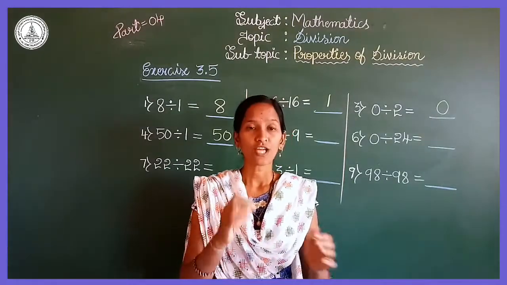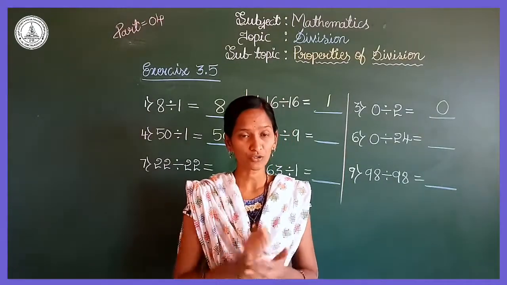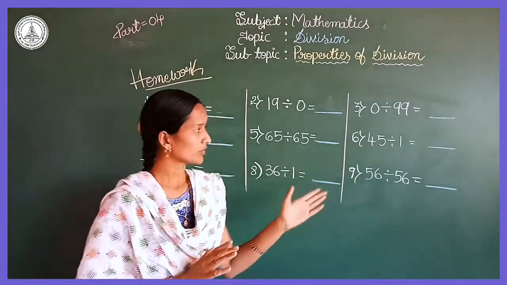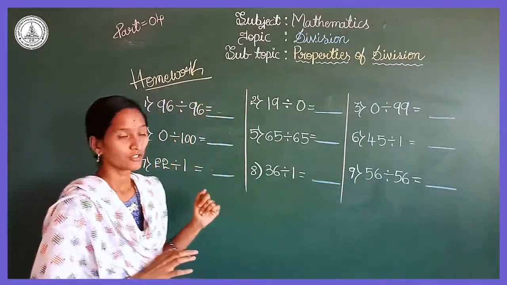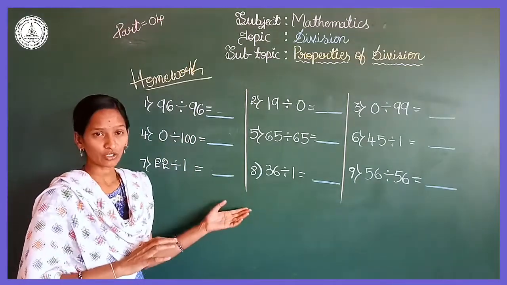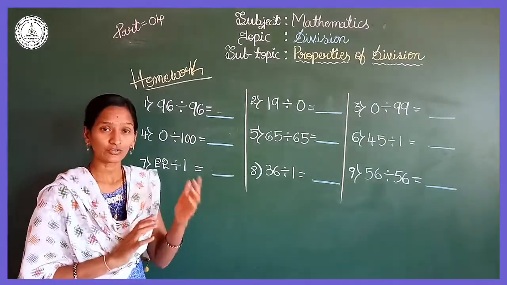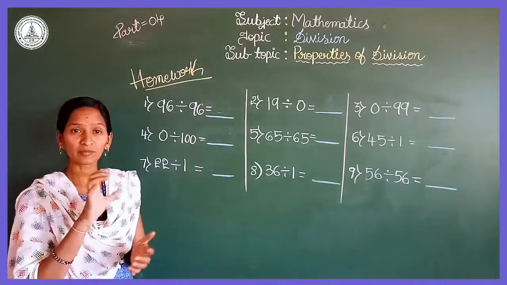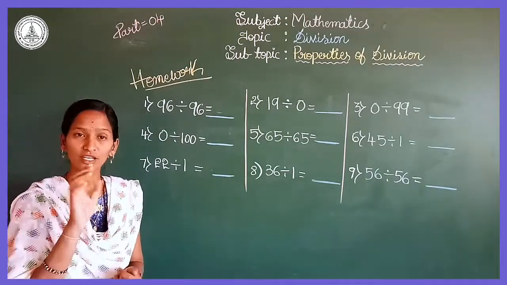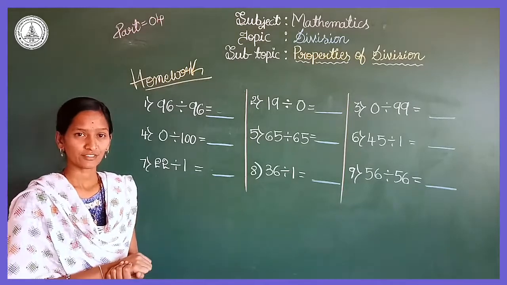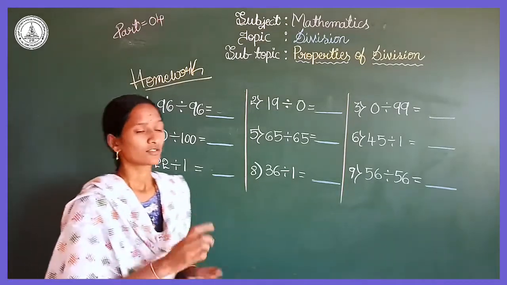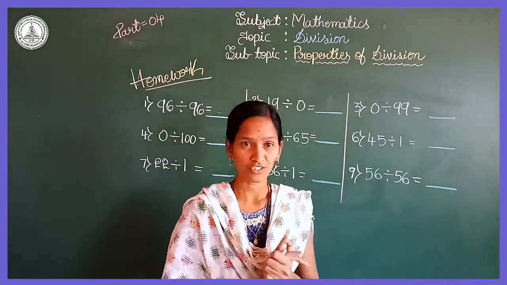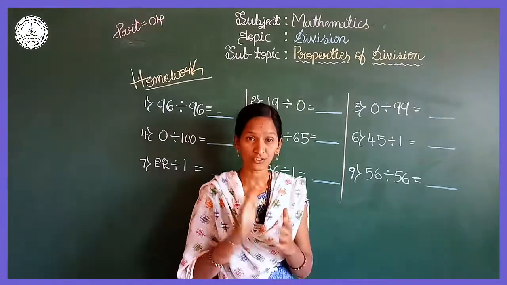Now it's time to give you homework. All of you, pen down. Students, these are the homeworks you have to write down. Here you have to divide the following according to the properties of division. Along with that, you have to solve the remaining problems in exercise number 3.5. So students, in this class you learned about the properties of division. I hope you all enjoyed this class.